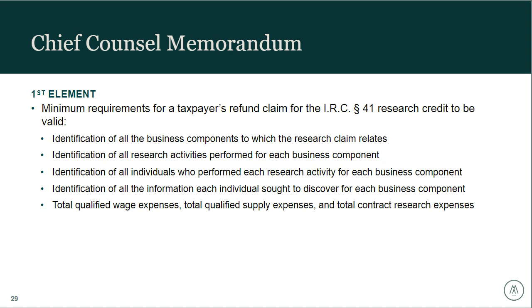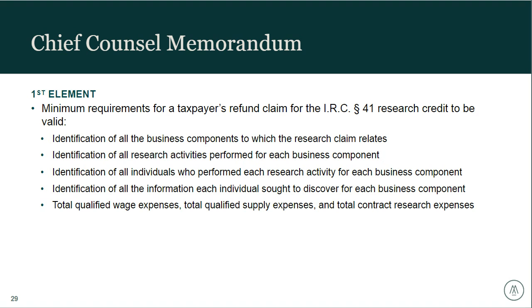Number 3, so identification of all individuals who performed each research activity for each business component. So that's something that you'll have to provide. You'll need to list out the names of the people who worked on each business component or each project. And you know, a lot of times if you're performing an R&D study, that's something that you're doing already.